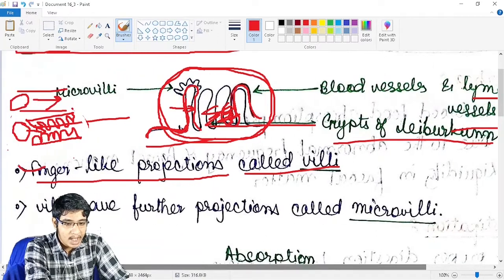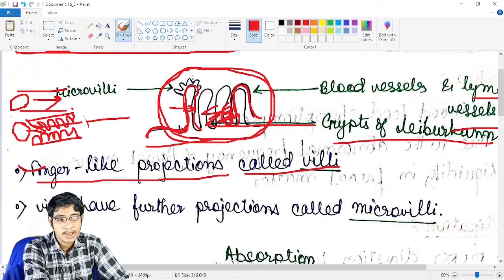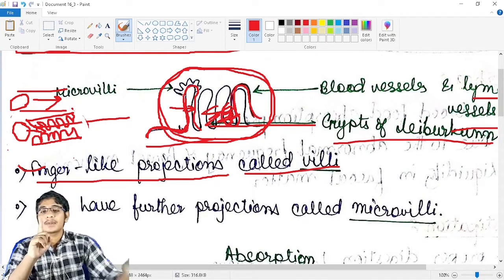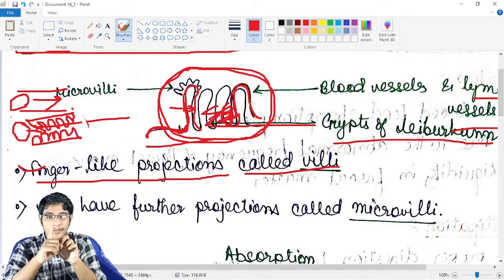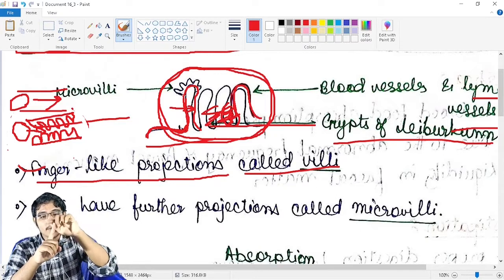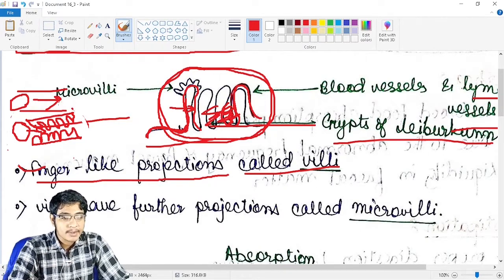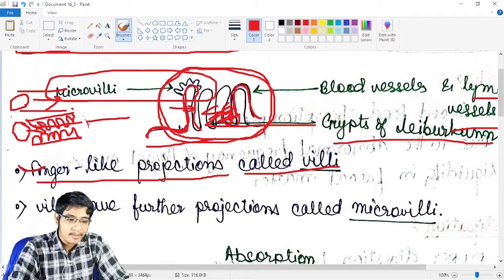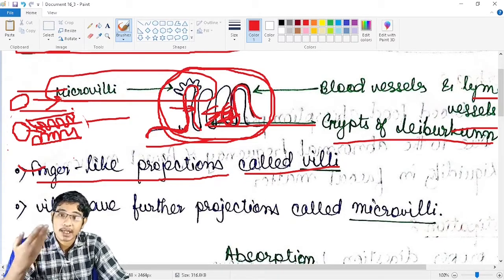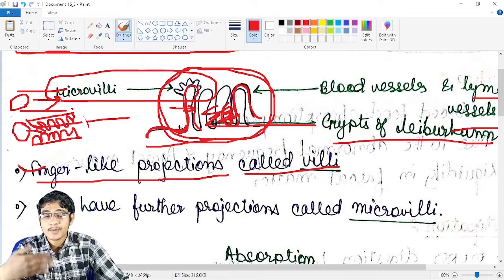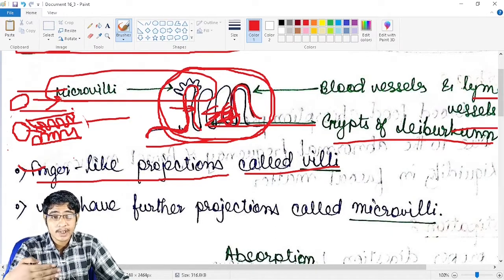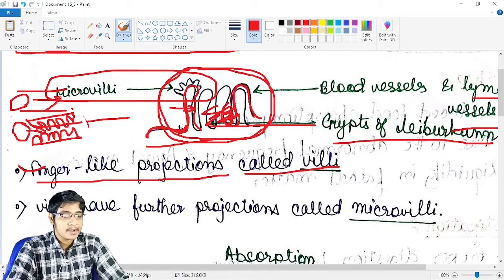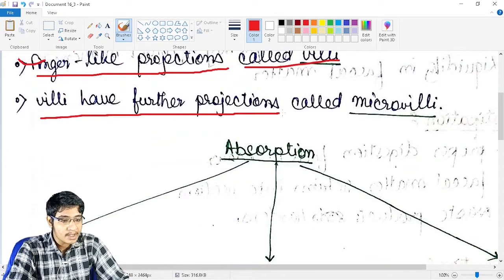Okay. Again, these villi have finger-like projections. Suppose this is a finger-like projection, this is a villus. Again on the villus, we have some small finger-like projections which are known as microvilli. Okay, got it? Microvilli also have the same function. They increase the surface area of the villi. Villi increase the surface area of small intestine. Microvilli increase the surface area of villi. So villi have further projections called microvilli, on the walls of the small intestine.